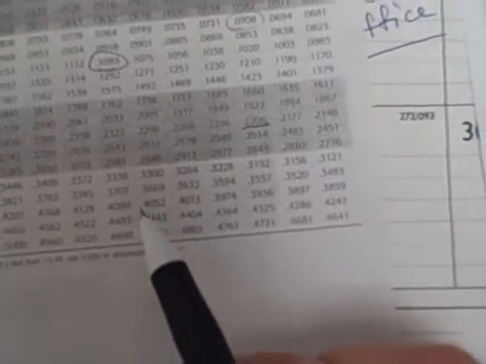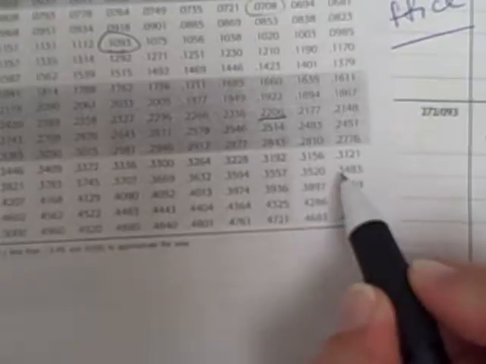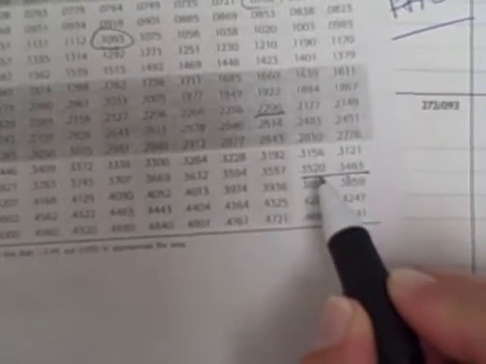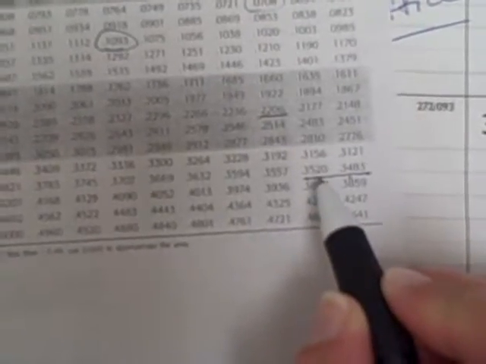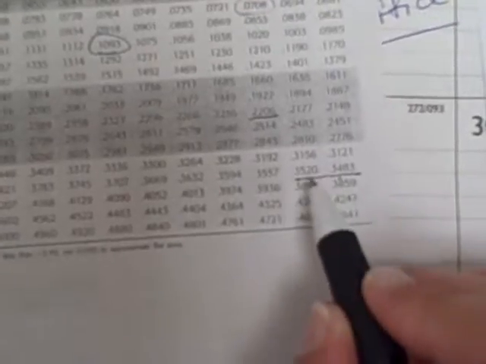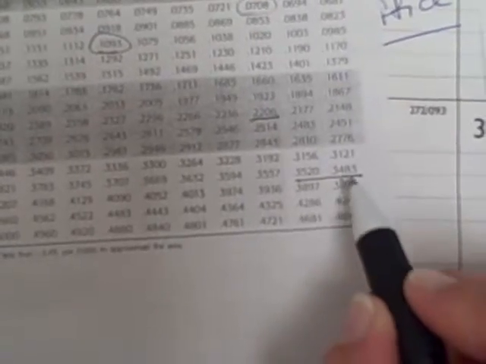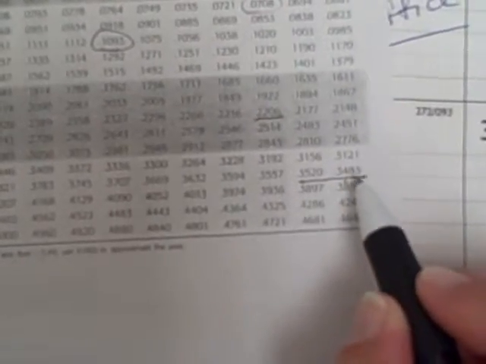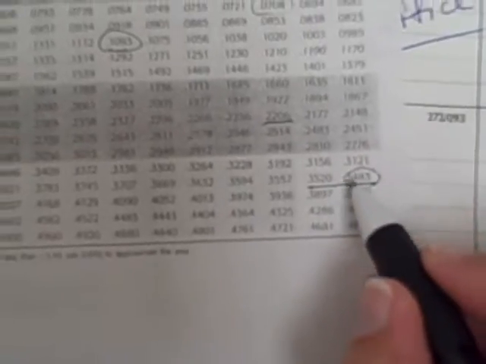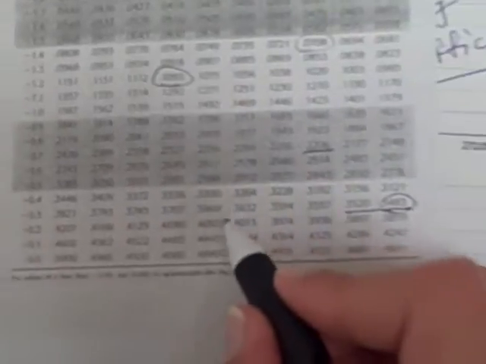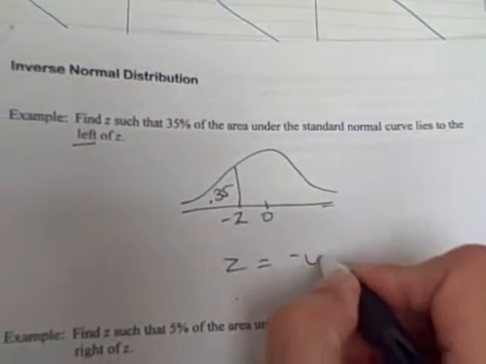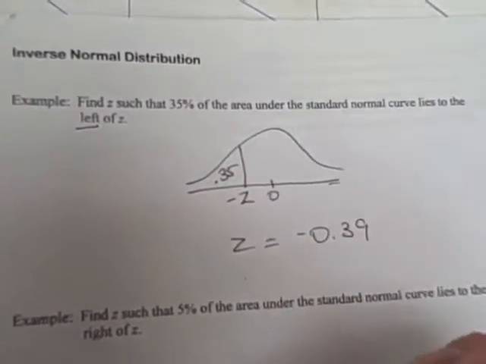Now, as I'm looking through here, I see a 0.3483 and a 0.3520. This one's 20 above 0.35. This one's 17 below. So this one's a little closer. So this is what I use. So I'm going to look across. This is at negative 0.39. So z equals negative 0.39.